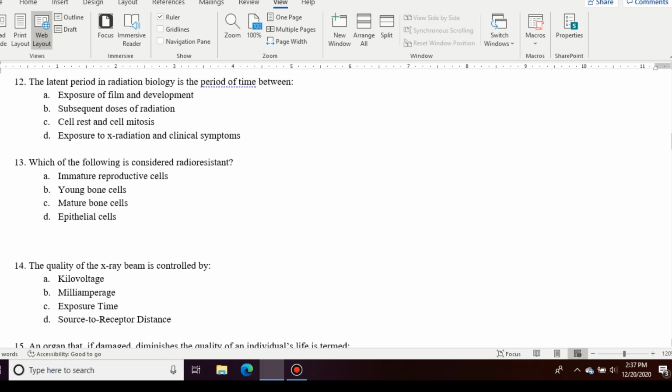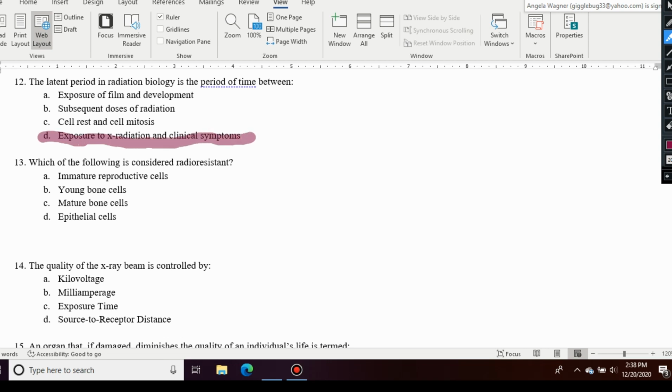The latent period in radiation biology is the period of time between A, exposure of film and development, B, subsequent doses of radiation, C, cell rest and cell mitosis, or D, exposure to radiation and clinical symptoms. Answer is D, exposure to radiation and clinical symptoms. This is asking about radiation biology. Remember, we're talking about radiation biology here, not the actual film development.